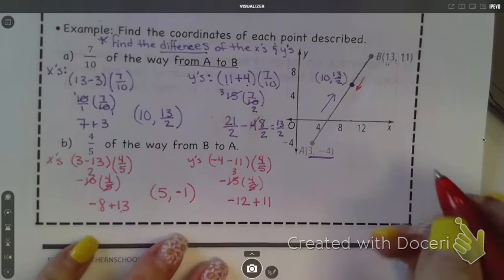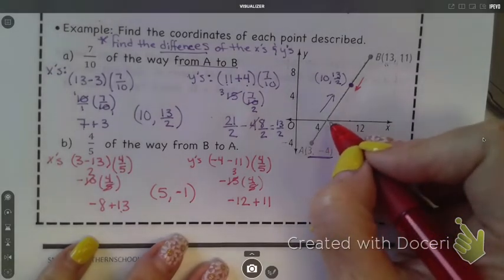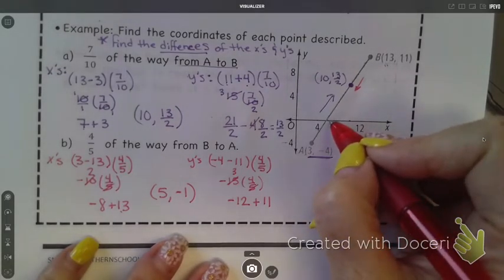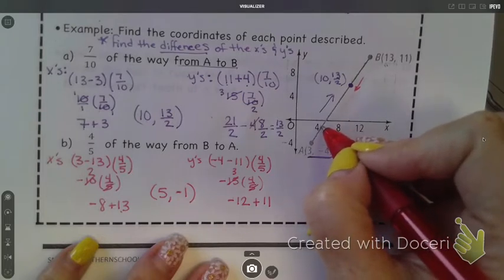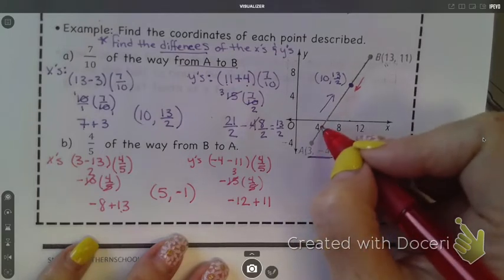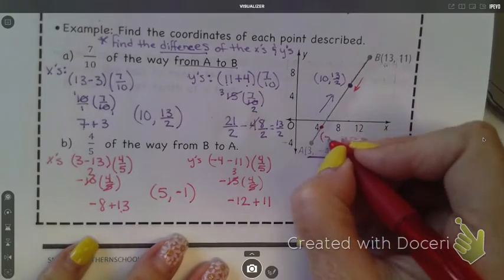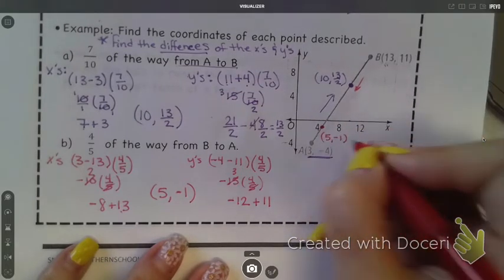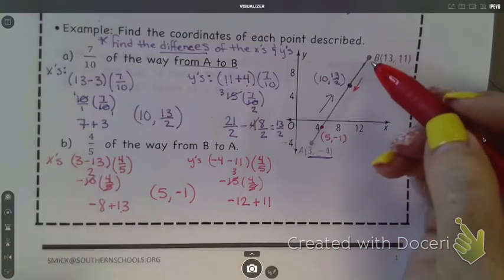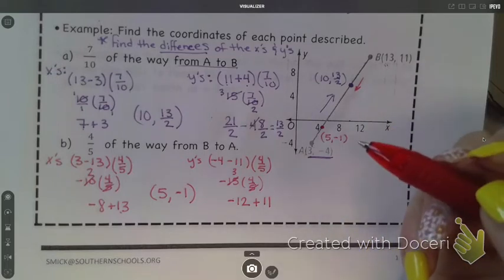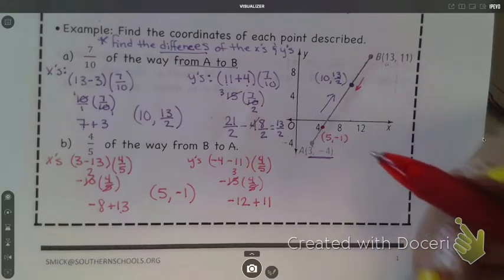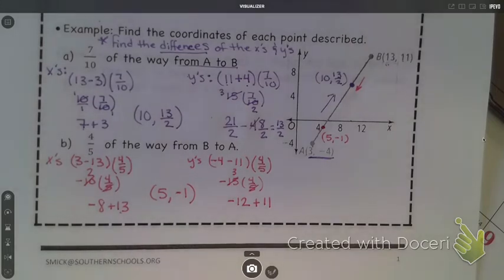So let's see if this makes sense. 5 would be like right here on the line, and this would be negative 1, because this is negative 4. So right here would be 5, negative 1. Now think about it: is this about 4/5 of the way from here to here? Yeah. Does that make sense? That's not too bad. It's just a lot of steps.